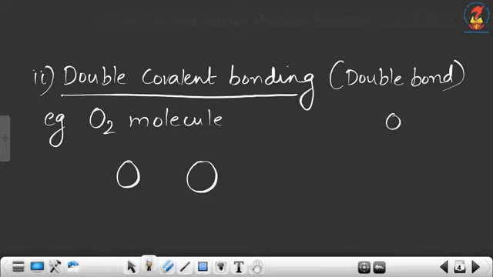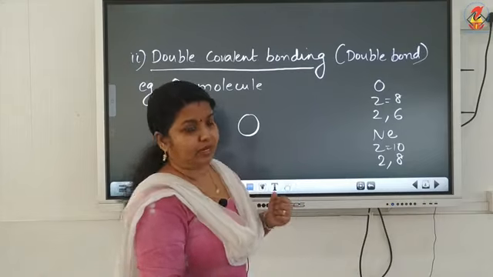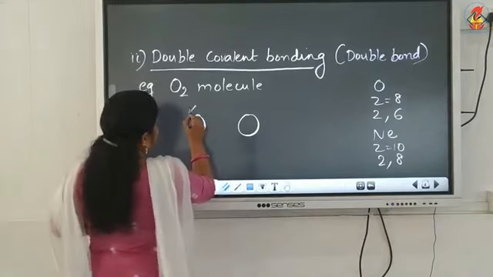Let's write the configuration. Oxygen has atomic number 8, configuration 2, 6. Here the nearest noble gas is neon with atomic number 10, configuration 2, 8. So how many electrons does oxygen need to get the configuration of neon? 2 electrons. Oxygen has to gain 2 more electrons to get the configuration of neon.